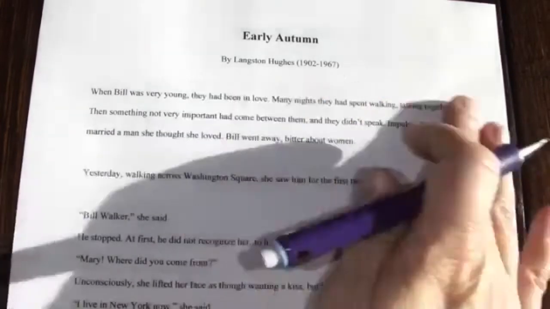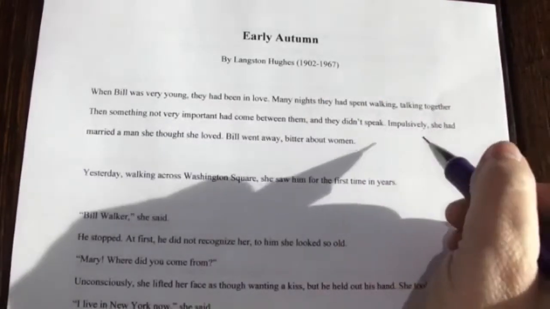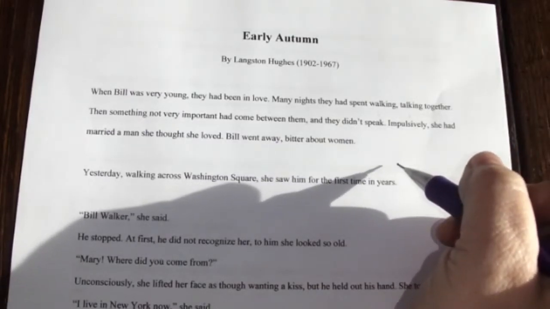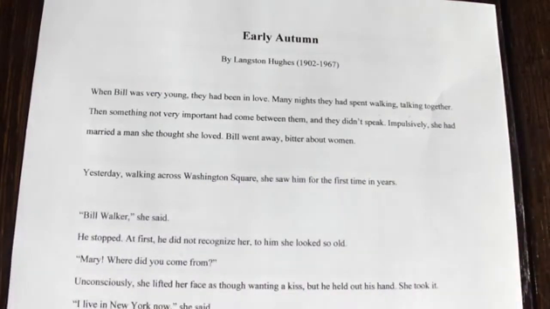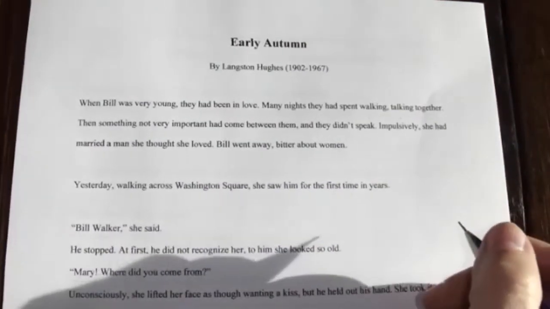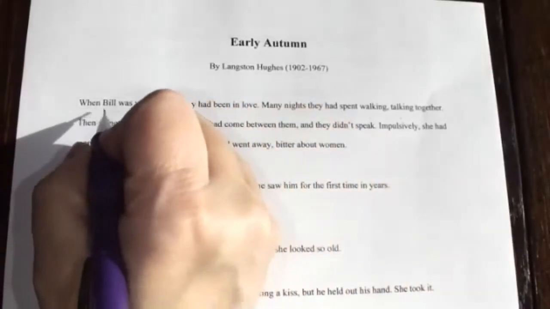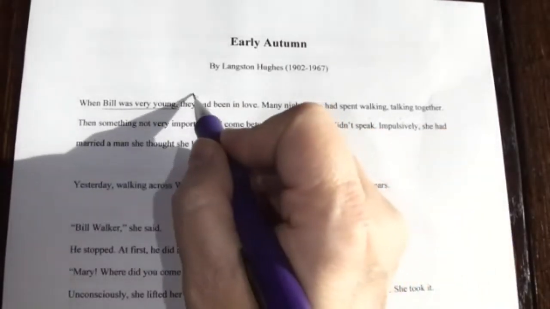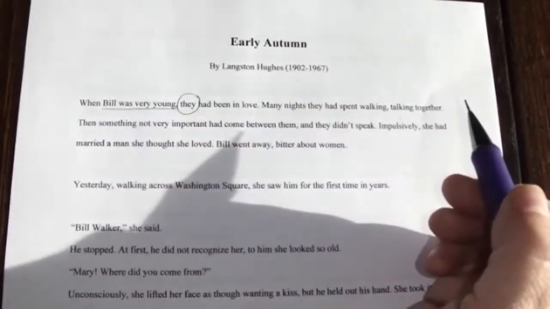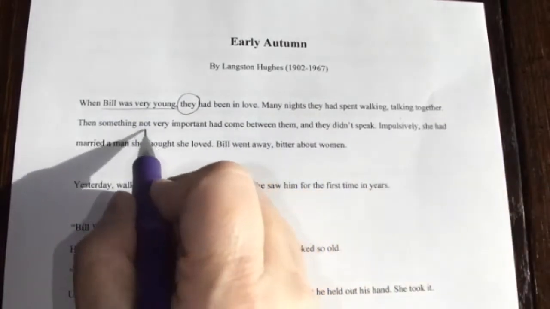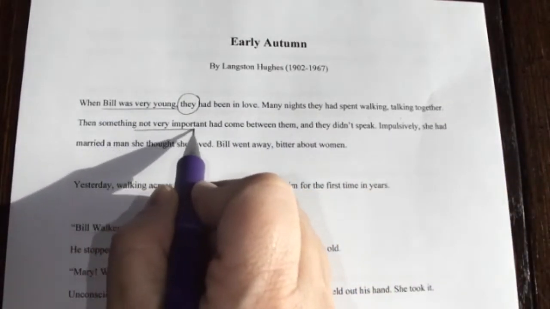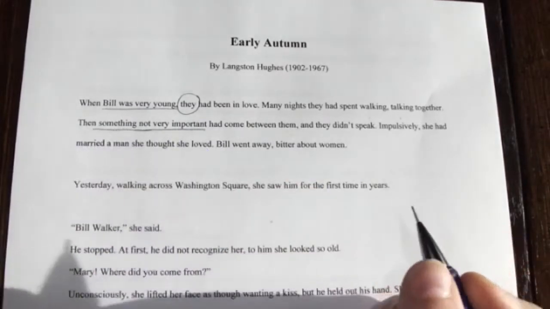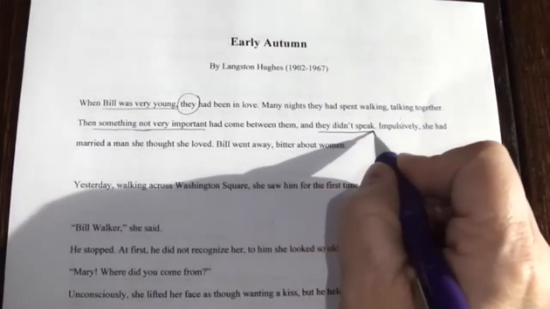All right, so here are the first two sentences. Well, I'll just keep going. Impulsively, she married a man she thought she loved. Bill went away, bitter about women. Okay, so the first thing we know is that Bill was young, and that there's two of them. They had been in love. And then it sounds like this part is important, that something not very important had come between them, and they didn't speak.